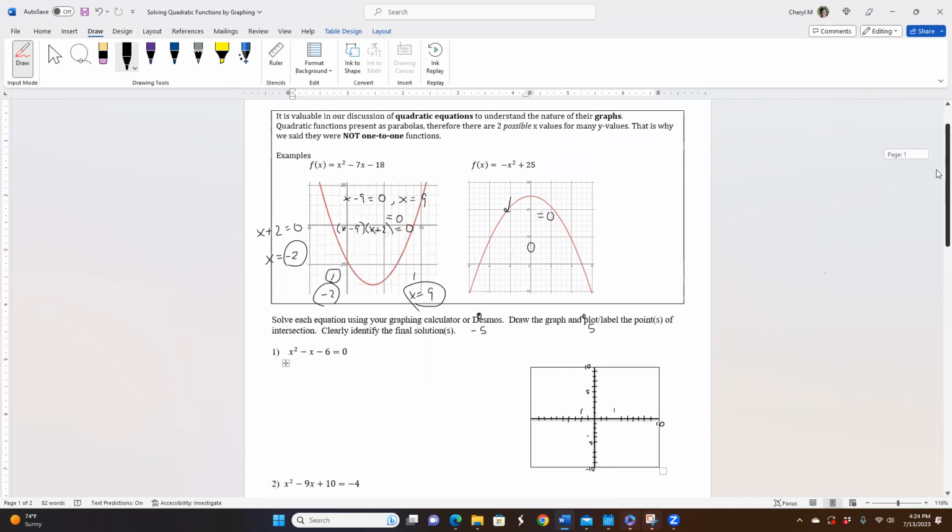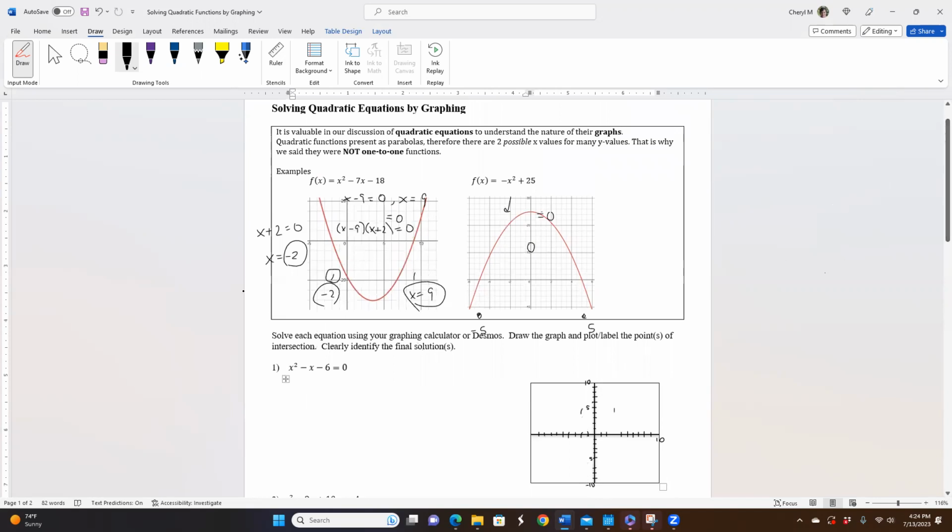Let's go ahead and look at problem number 1. It says solve each equation using your graphing calculator or Desmos. Plot the graph, label the points of intersection, and clearly identify the final solutions. So we're going to take this and graph it on Desmos. Let's do that.